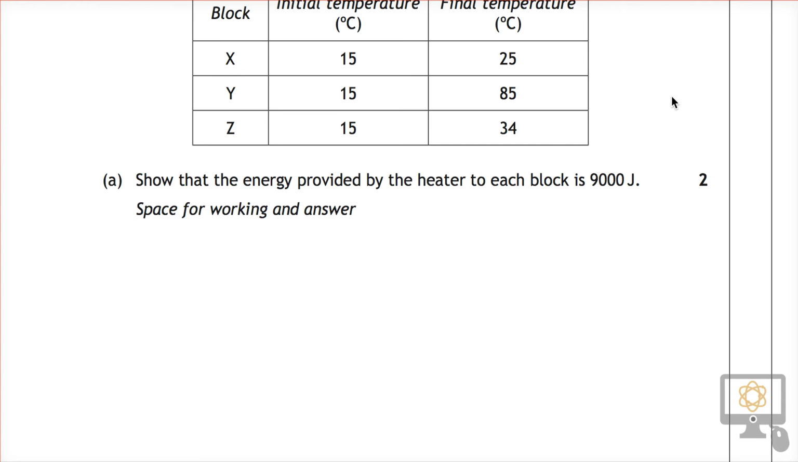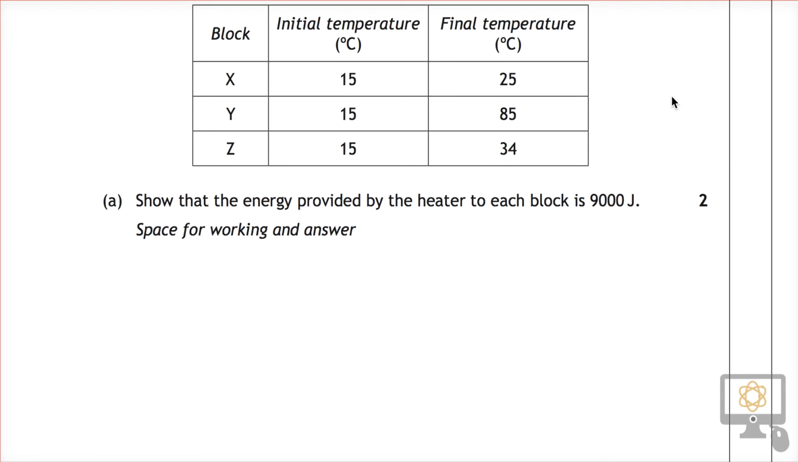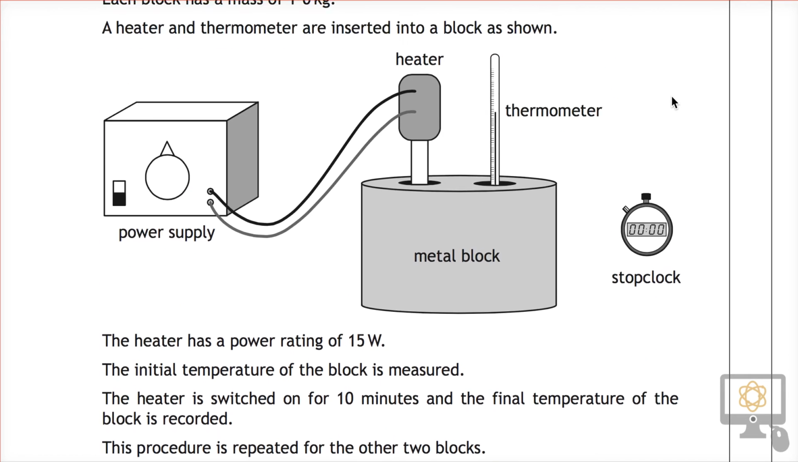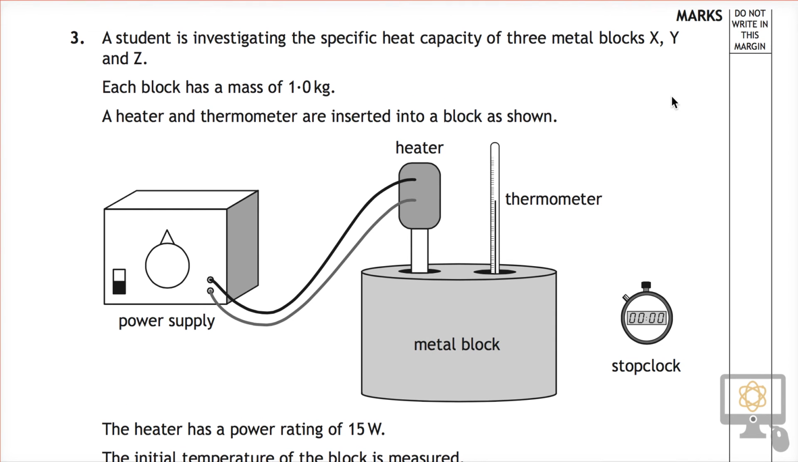So we're just going to be looking here at question 3a from the 2014 National 5 Physics paper. So let's have a look at the heading to the question, really what's going on, and then we can focus in on the actual part 3a. It says a student is investigating the specific heat capacity of three metal blocks X, Y, and Z.